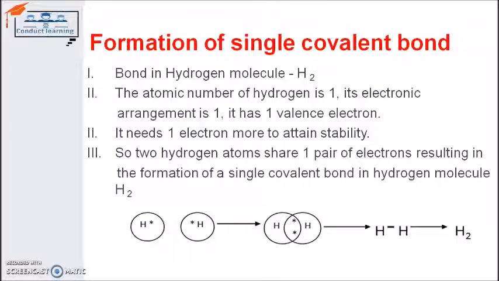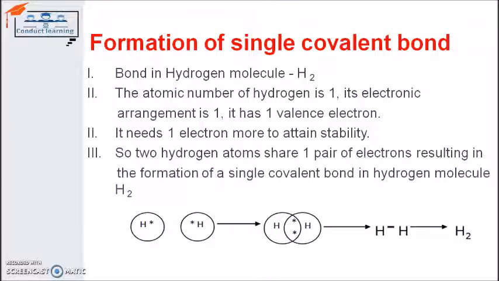The first one is the formation of a single covalent bond, and the example is hydrogen. As we all know, the atomic number for hydrogen is 1. It has 1 electron in its shell. So to become stable, hydrogen requires one more electron, and if it makes a bond with another atom of hydrogen, then the bond will be formed as a covalent bond.